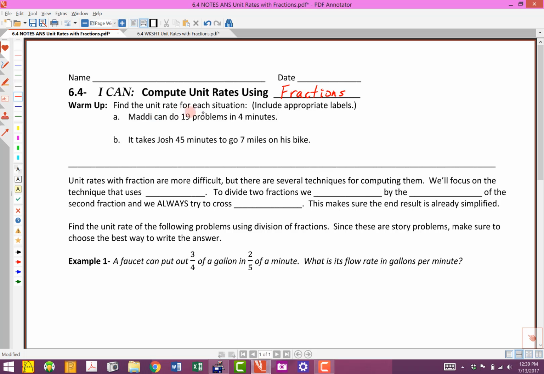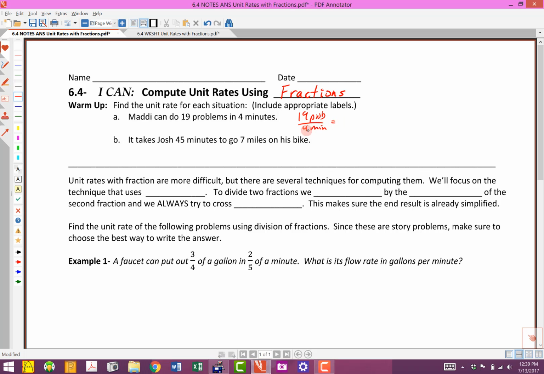It says find the unit rate for each situation, include appropriate labels. So it says Maddie can do 19 problems in 4 minutes. So we could do minutes per problem or problems per minute. It would probably be better to do problems per minute. So let's do 19 problems in 4 minutes, or we could say per 4 minutes.